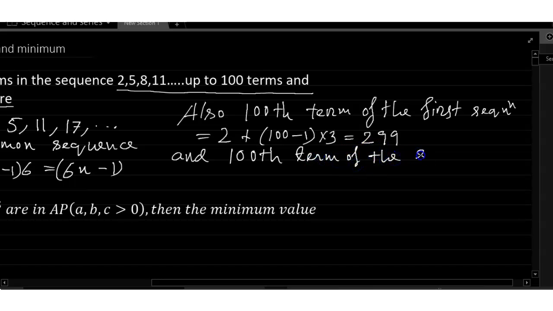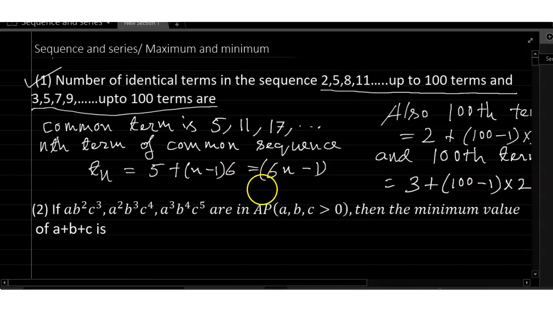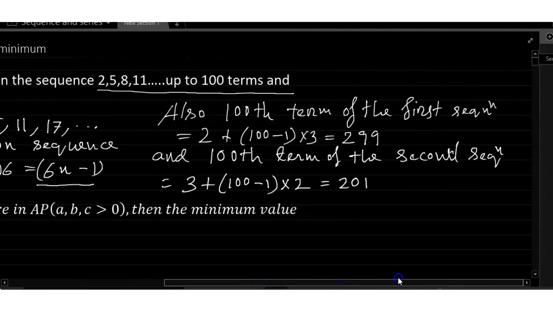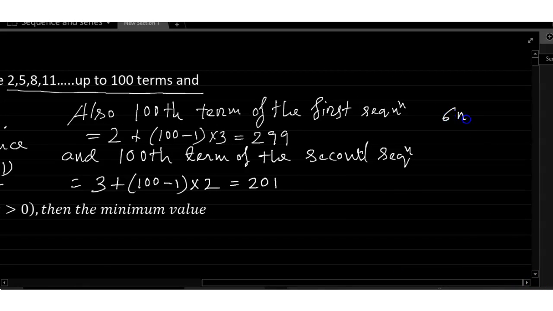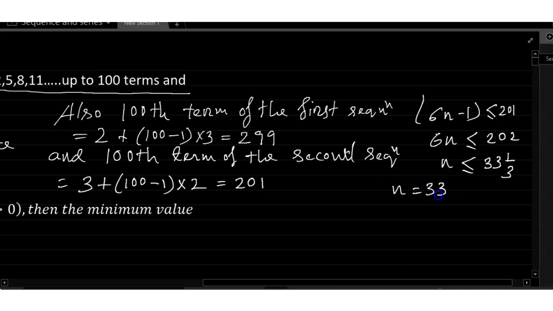is 3 plus (100 minus 1) times 2, which is equal to 201. So the common sequence is 6n minus 1, obviously 6n minus 1 less than or equal to 201. So n is less than or equal to 202 by 6, so n is less than 33 1/3. So n equals 33.